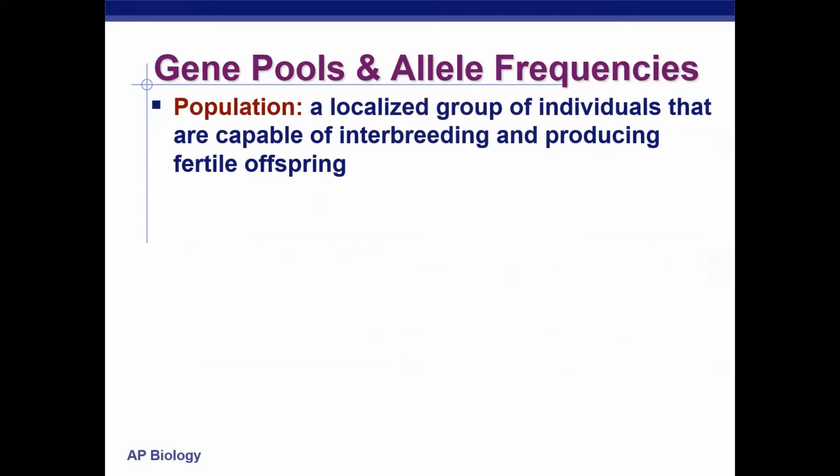Now, since we're going to be studying microevolution, evolution of populations, we should define what a population is: a localized group of individuals that are capable of interbreeding and producing fertile offspring. And guys, the key thing, fertile offspring, offspring that can themselves have babies, have offspring themselves.